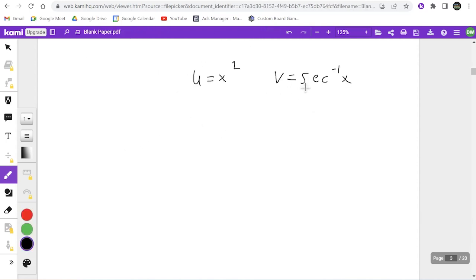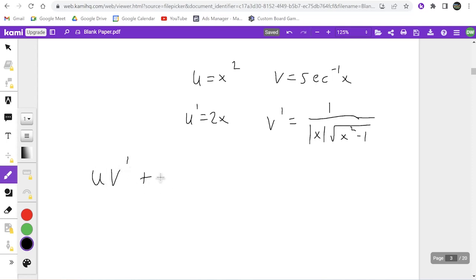Anyways, back here. V is arcsecant of x, u prime is 2x, and v prime is the derivative of arcsecant, which is 1 over the absolute value of x times the square root of x squared minus 1. And remember what product rule says. I know it's been a while, but product rule says the derivative is going to be u times v prime plus u prime times v. Think of it like cross multiplying.